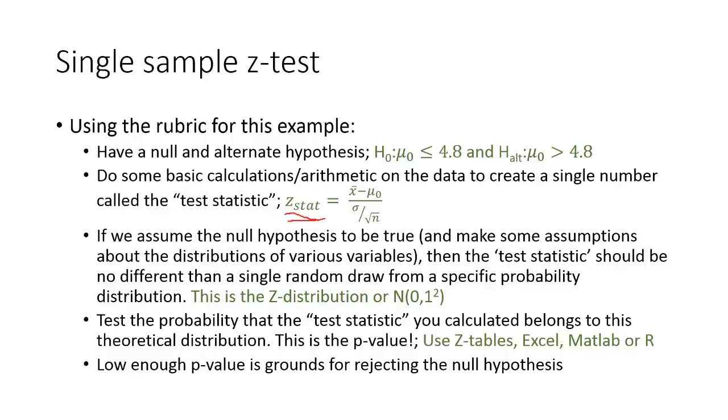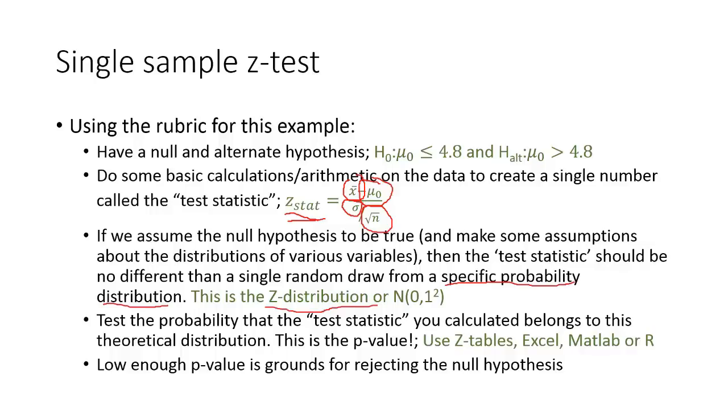So you can plug in numbers for x bar, mu naught, sigma, and n, and you will calculate a z stat, right? Once you calculate the z stat, if the null hypothesis is true, then the z stat that you're getting should be the same thing as pulling a random number out of a specific probability distribution. What is the specific probability distribution? In the case of the single sample z-test, this distribution is called the z distribution.